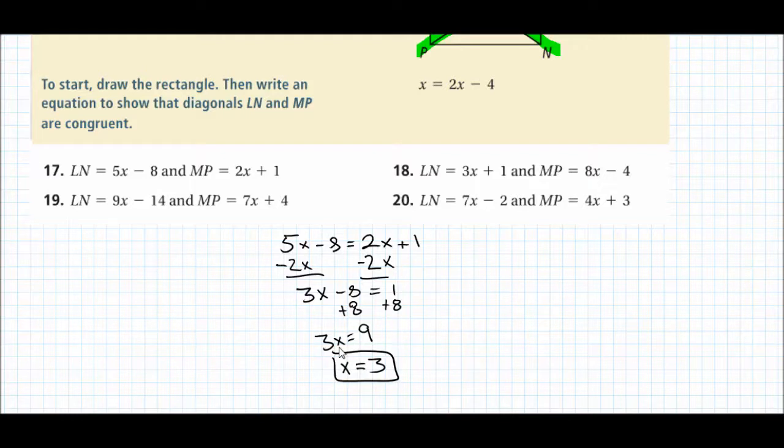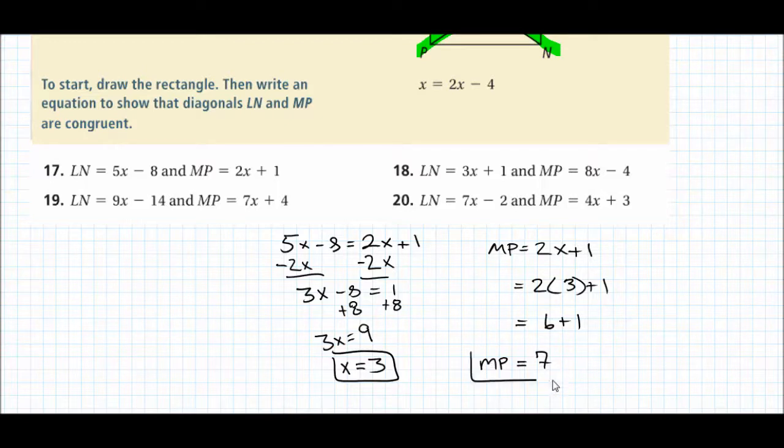Now what we have to do is find the length of the sides. Well, the easiest one for us is MP equals 2x plus 1. Plug in the x, it would be 2 times 3 plus 1. So that'd be 6 plus 1. So MP, both diagonals, equals 7. So x equals 3, and the length of the two diagonals is 7.